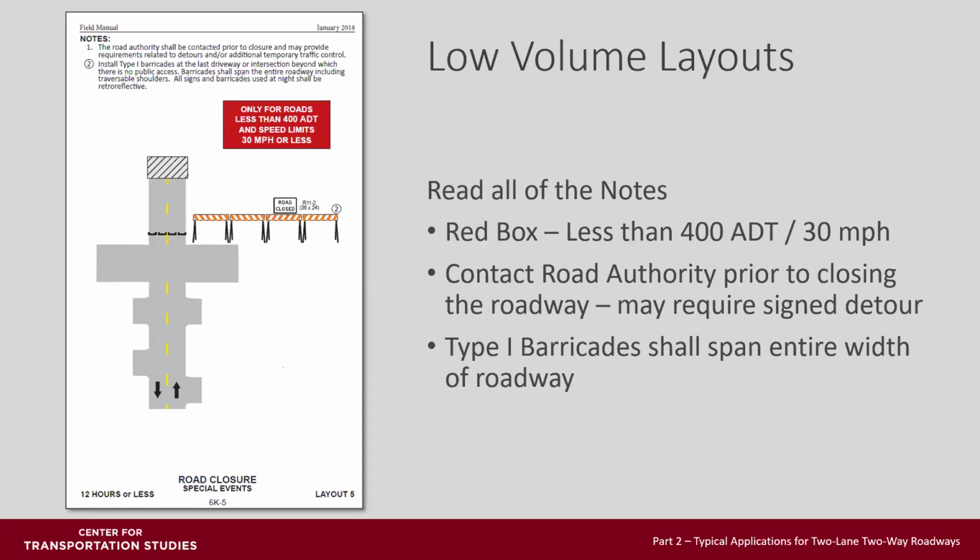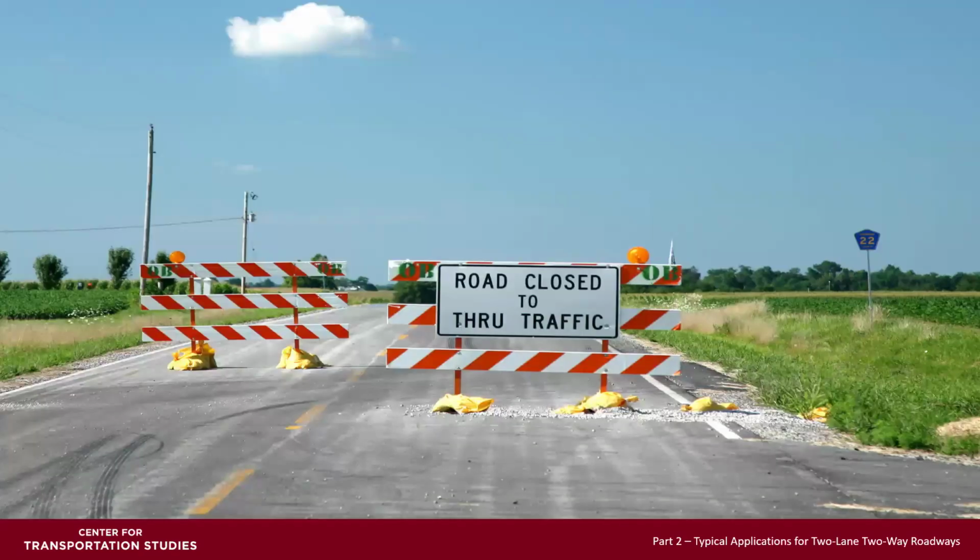Also, it's important to note that all signs, barricades, drums, weighted channelizers, and vertical panels shall be retroreflectorized. Cones and tubes shall be retroreflectorized if used at night. Painted barricades do not meet this requirement. Note, this type of road closure does not meet the requirement of restricting all vehicles and completely closing the roadway as shown in the previous layout.